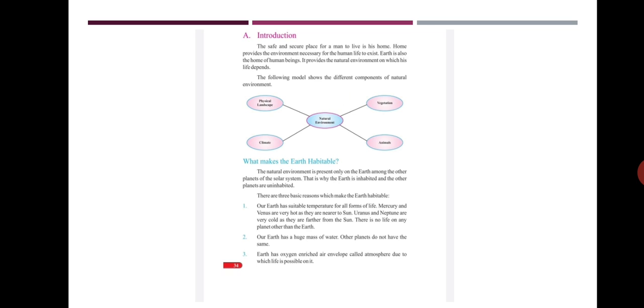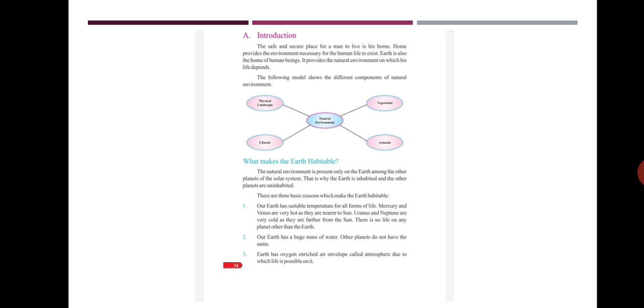We have already discussed in detail what Earth is, and now we are going to see how human life is possible on Earth. What are the reasons behind this? Introduction: Earth is the only planet which supports life, and Earth is the home of human beings. It provides a natural environment which is very essential for life.